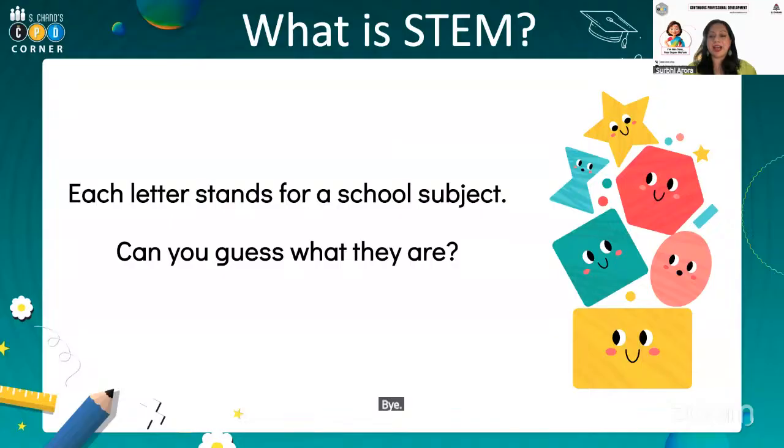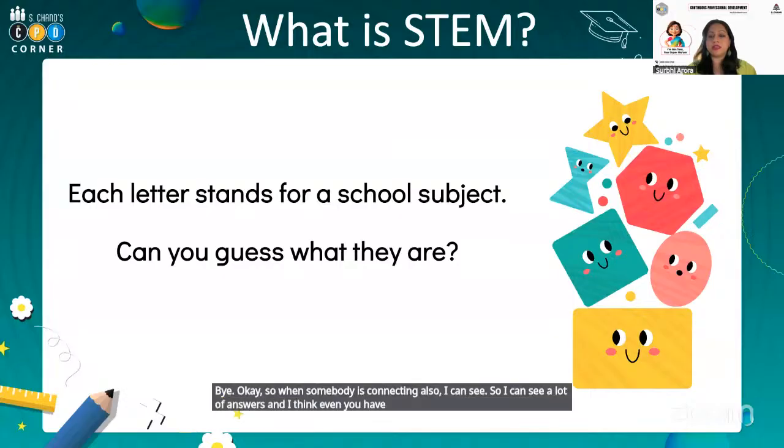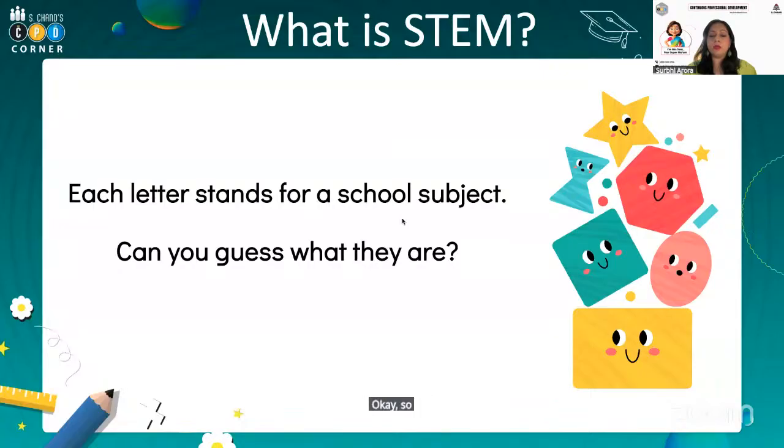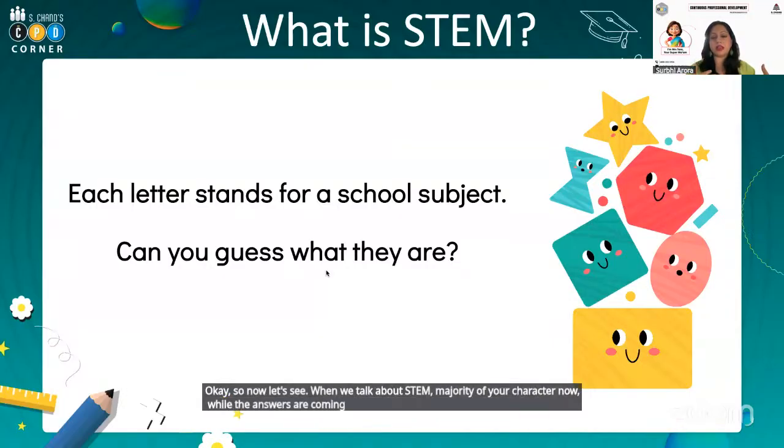Okay, so when somebody is correcting also, I can see. So I can see a lot of answers, and I think even you have visibility of the same kind of answers that I'm looking at right now. Okay, so now let's see. When we talk about STEM, majority of you are correct, and now while the answers are coming up, the correct answers have started coming up. I'm always worried that you are not using Google or some other place to give me answers that quickly.